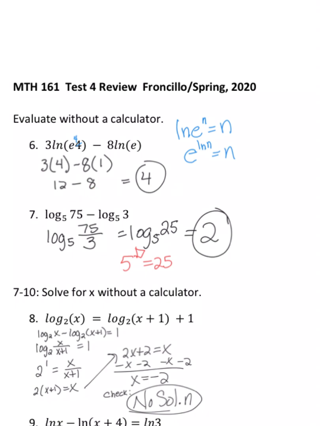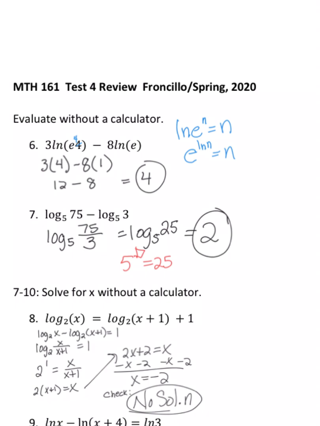Another way to look at it is to condense these logarithms. I didn't write this down, but you can take this 3 and make it an exponent. You'd get the ln of e to the 12 minus, bring that 8 up, the ln of e to the 8th. If you condense them, it's division. So you have the ln of e to the 12 divided by e to the 8, which leaves you with e to the 4. And the ln of e to the 4 is just 4.